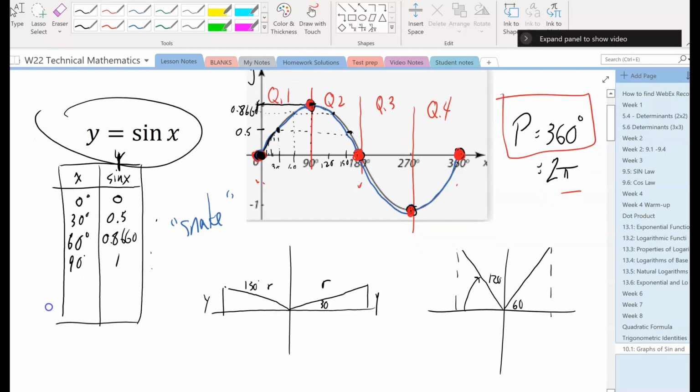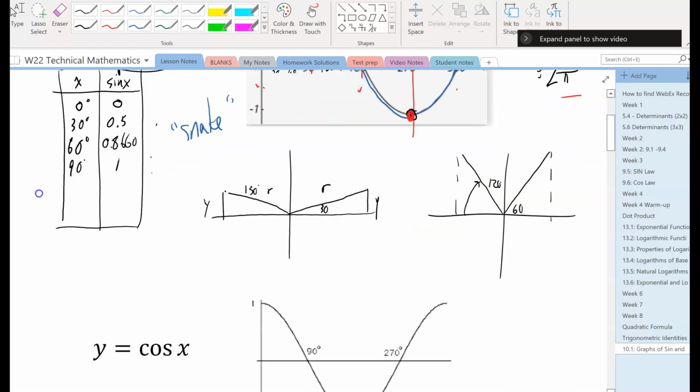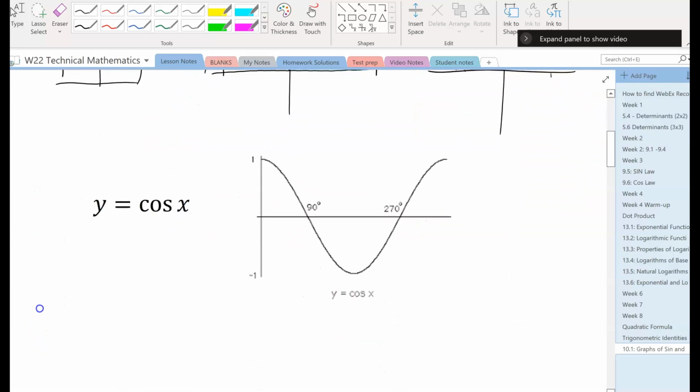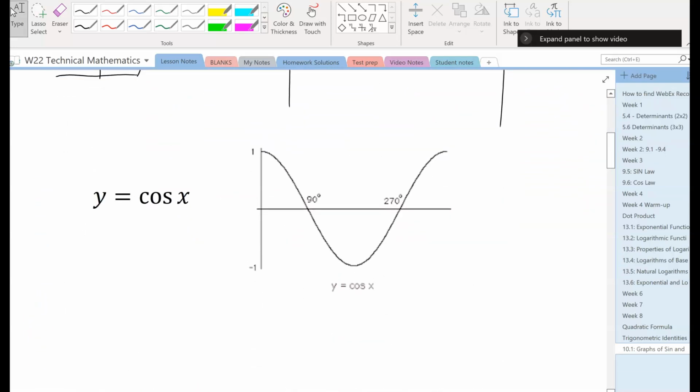Let's work to establish what y equals cosine x looks like, or why it looks like this. You can see it's kind of similar, and if I was to continue, it's a sine wave also, but shifted, right? So let's see why we've got this. The period is 360 as well, because from 0 to 360 we get from a peak to a peak, or a max to a max, 360 degrees for one full wavelength.